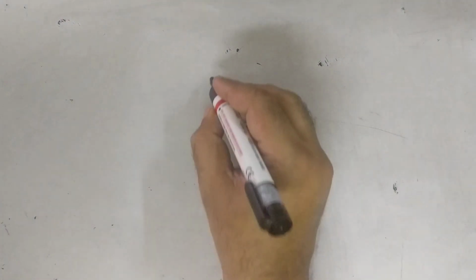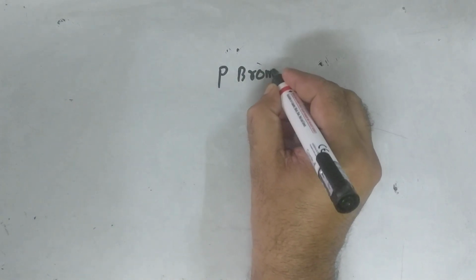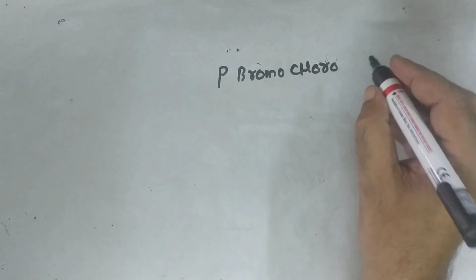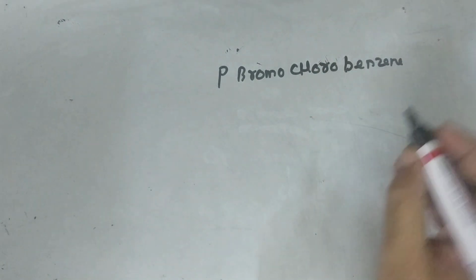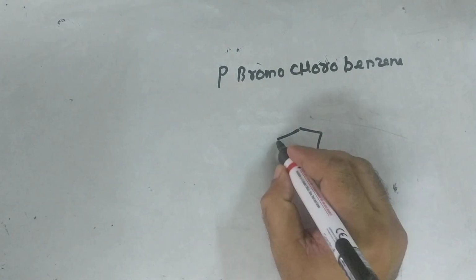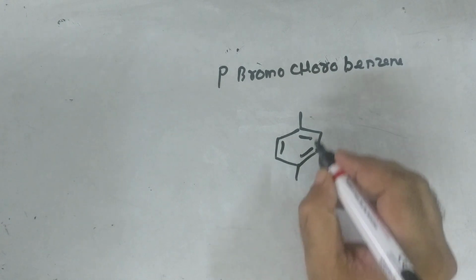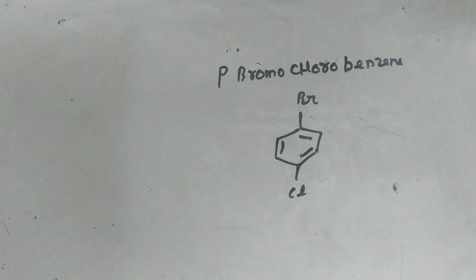I hope the video is not becoming boring, but this is quite an important one. Nomenclature does come in the examination for 2 marks. So we have got para bromochlorobenzene, very simple, benzene. Para is nothing but 1 and 4. On one you put the Br group, on the other one you can put the Cl group. So this is also a simple one.